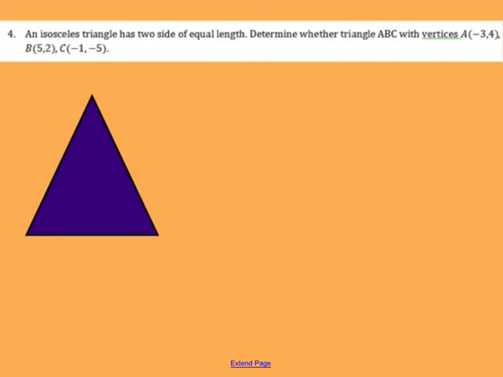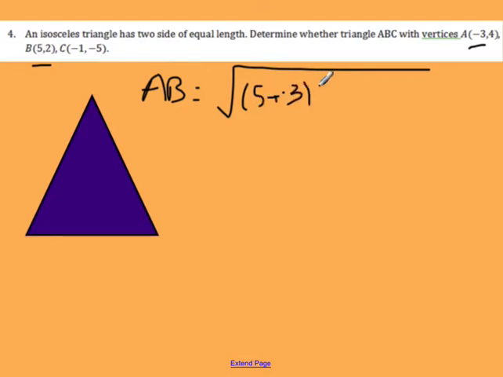Let's take a look at number 4. The isosceles triangle has two sides of equal length. So we want to figure out if AB, that length, is the same as BC, is the same as AC. So let's go ahead and calculate the distance between A and B. To calculate the distance between A and B, we're going to use those 2 points there. So I'm going to do x2 minus x1, minus a negative is going to be plus a positive. And then I'm going to do y2, which is 2, minus y1.